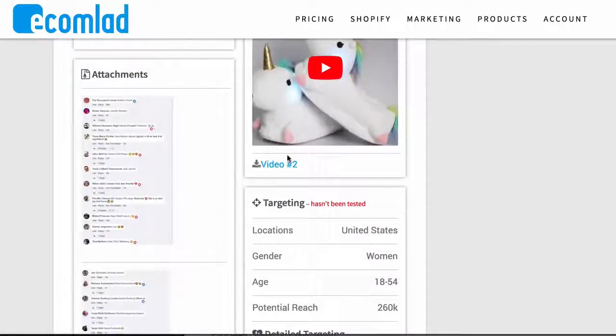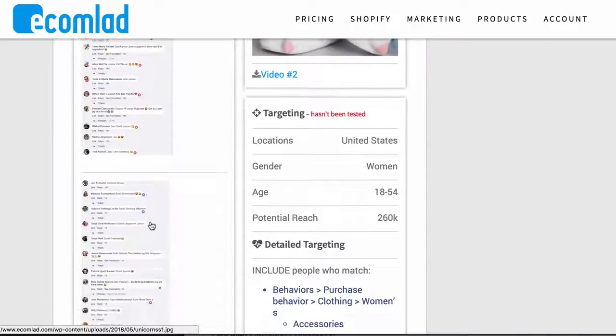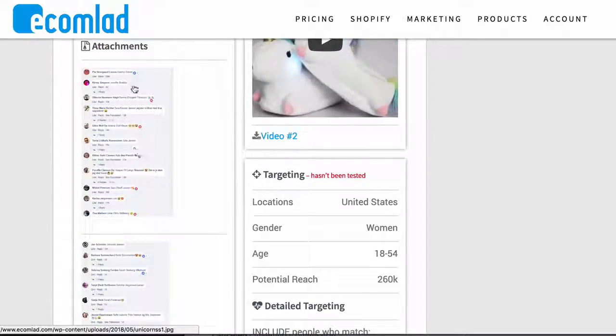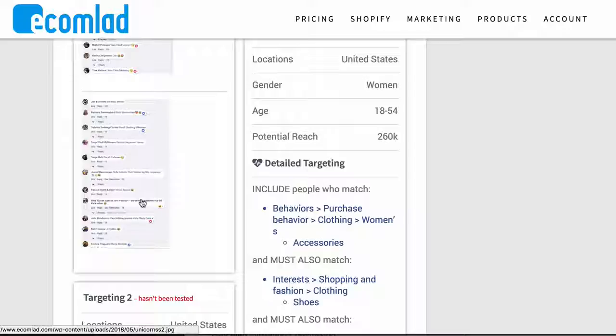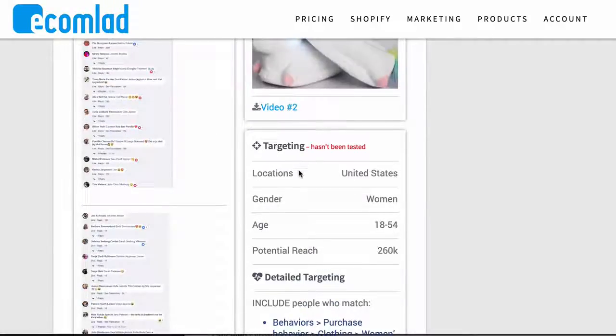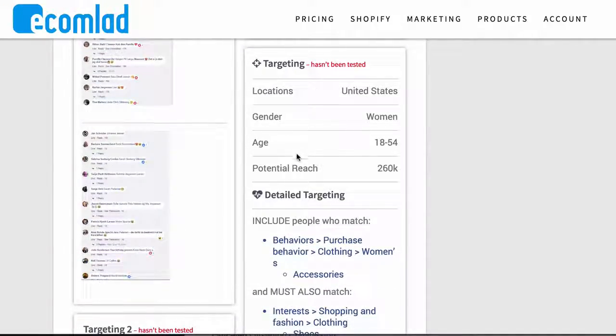All right, and then you can see the attachments of the different comments, which gives you even more confirmation of the product itself. And then on the right-hand side, you can see targeting. I like this, hasn't been tested, so they let you know that they haven't tested that. So it gives you more leeway to test different ideas.